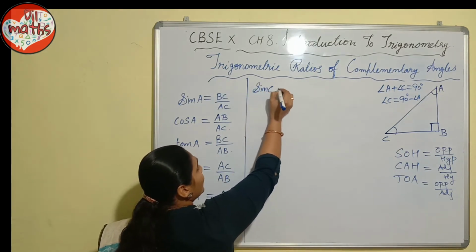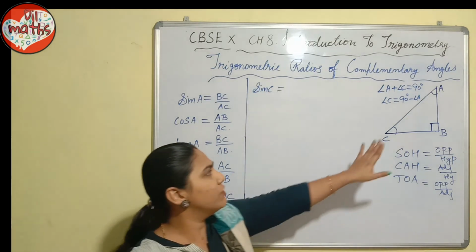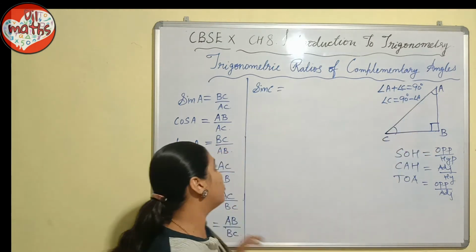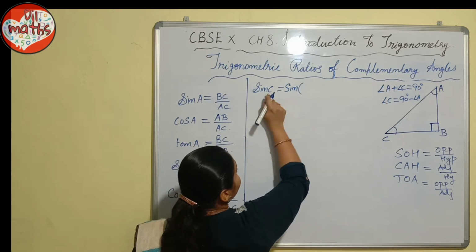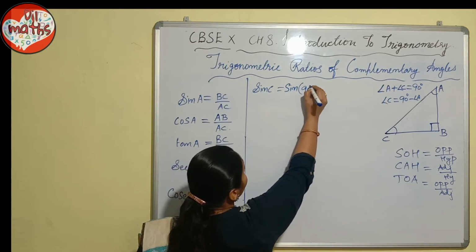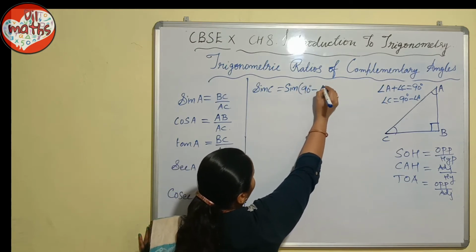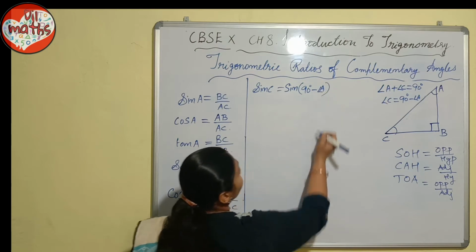Sin C. So instead of C we can write which one? 90 minus A we have to write. So this we can write as sin, instead of C we have to write 90 minus A. Okay, sin of 90 minus angle A.